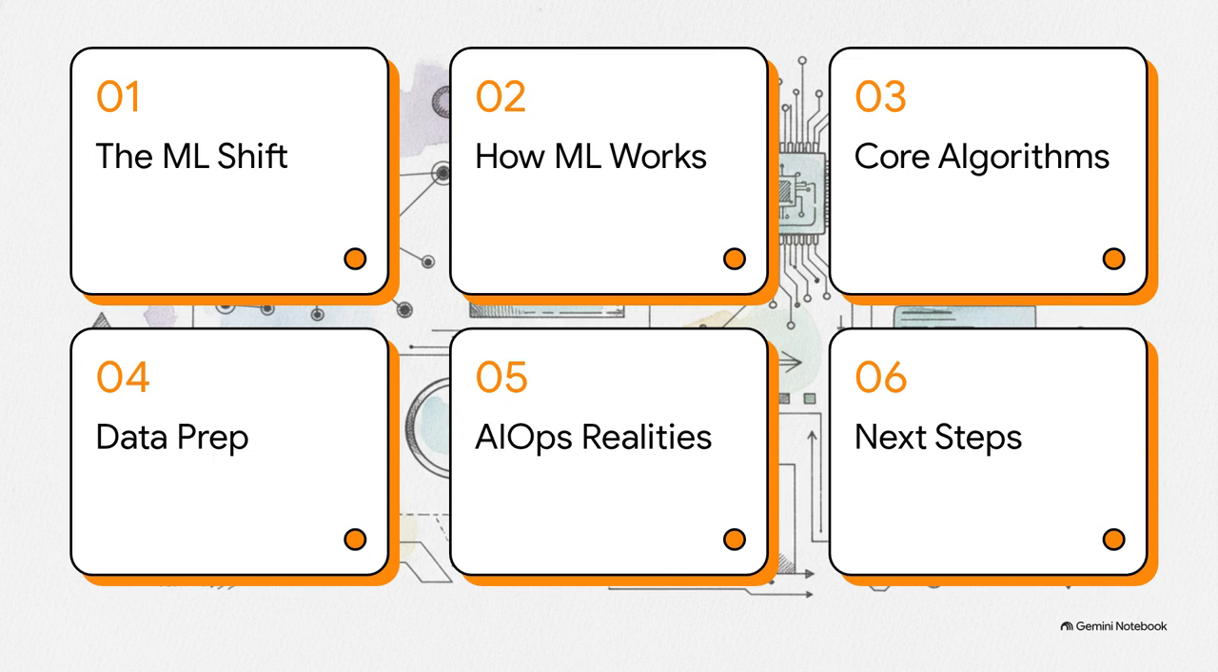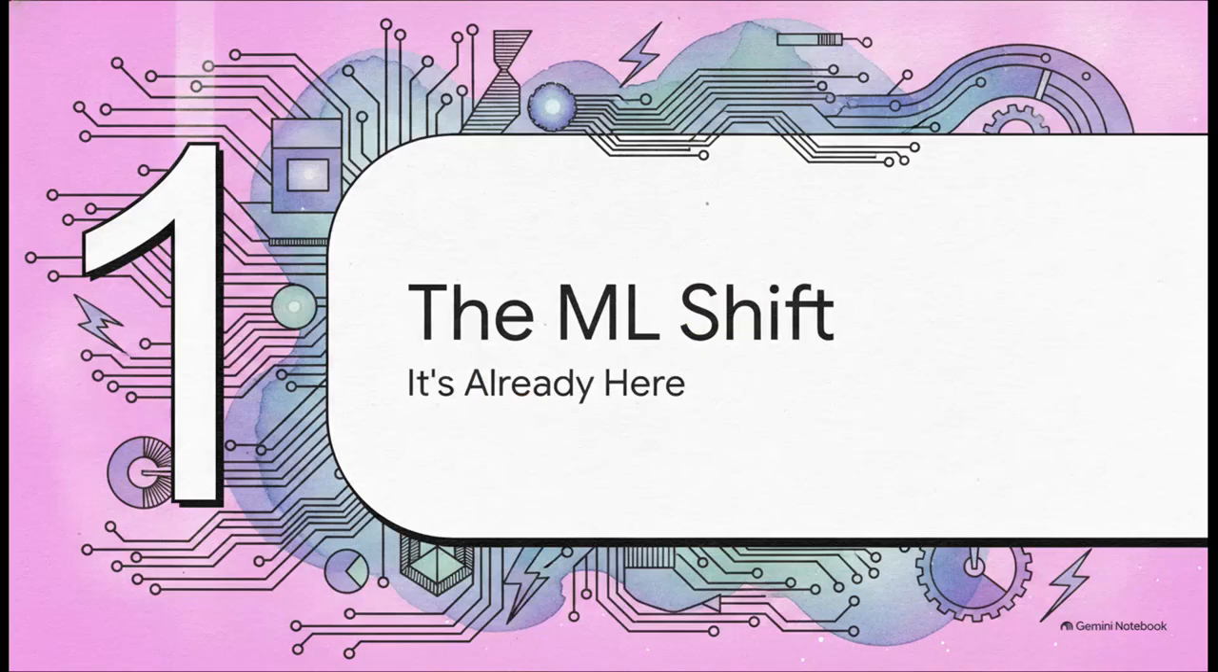We'll be looking at 1. The ML shift, 2. How ML works, 3. Core algorithms, 4. Data prep, 5. AI ops realities, and finally, 6. Next steps. Section 1. The Machine Learning Shift.